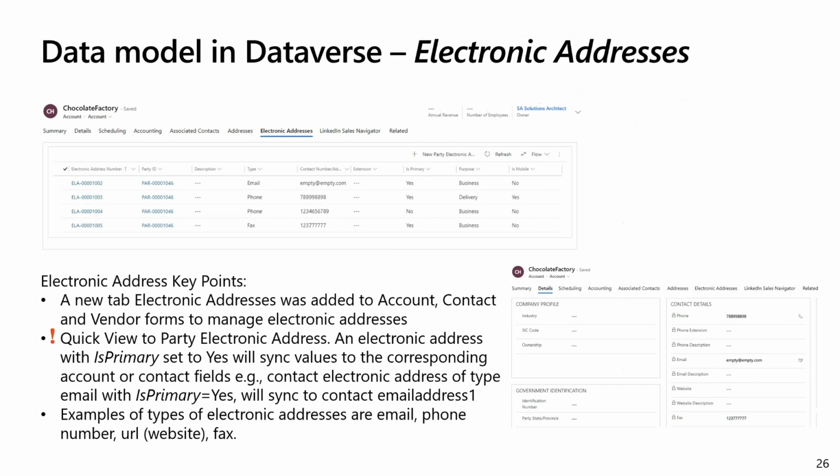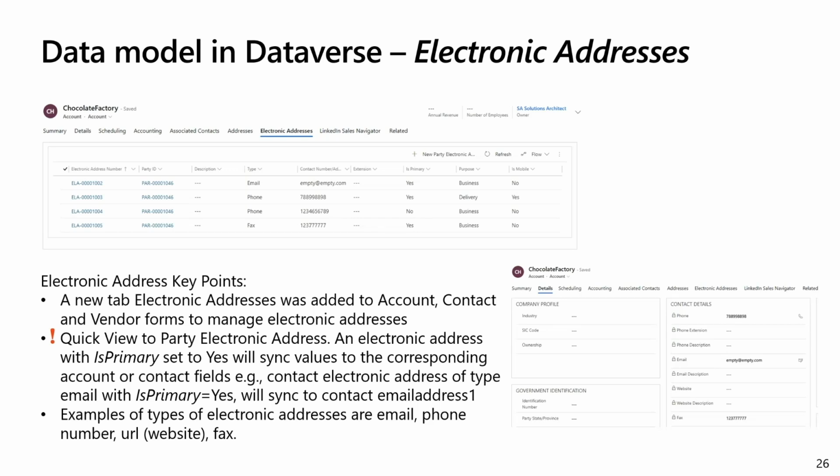For managing electronic addresses, a new tab has been added on the account, contact, and vendor form. This tab supports multiple electronic addresses by using a grid that is embedded in a quick view that points to the party electronic address entity. Electronic addresses can be of different types, such as email, phone, fax, website, and more. The flag is primary is used to sync the values to the respective account or contact fields. So for example, if we add for a contact an electronic address of type email with flag is primary set to yes, then that value will be synced to the contact email address 1.